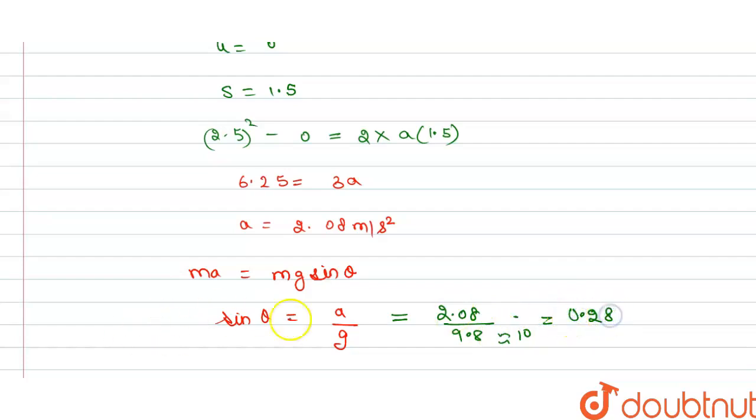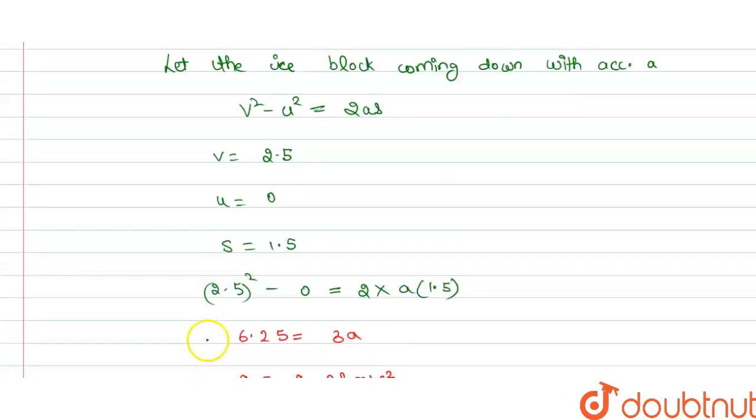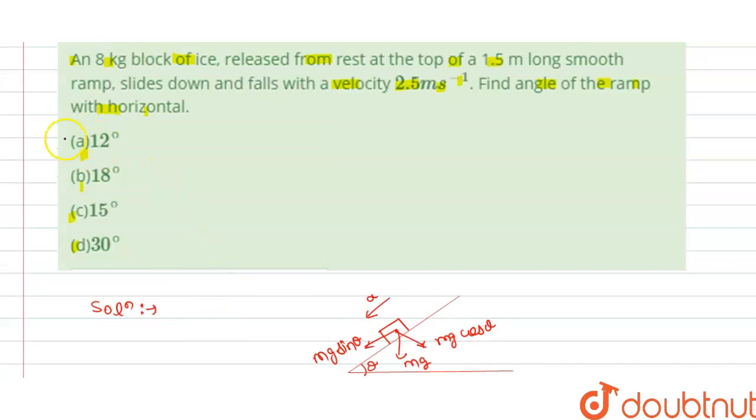So this is 0.28 here. This is our sin theta, and theta is sine inverse of 0.28, and this is equals to 12 degree here. So this is the angle, that is 12 degree. This is the answer for this question. Now we check which option is correct here. So our option A is correct.